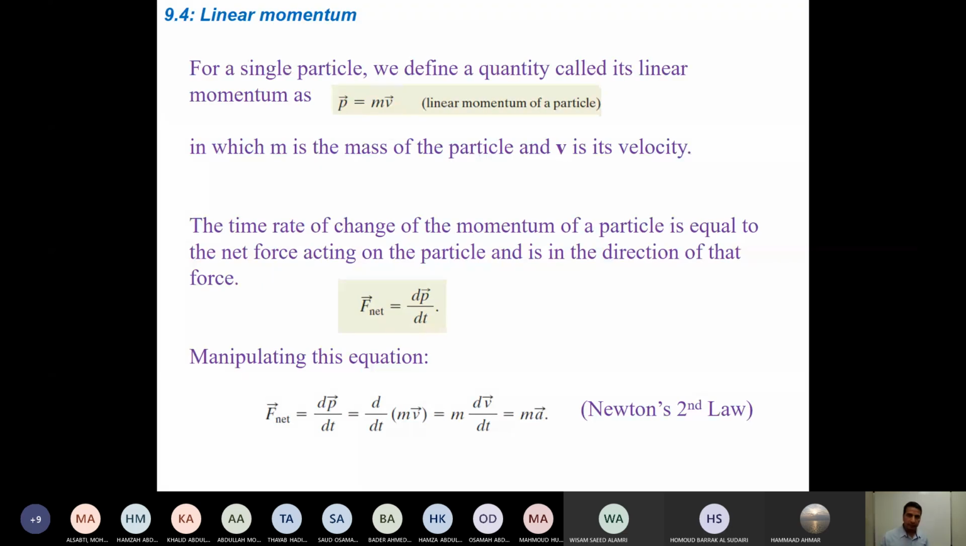So let's try to understand the linear momentum here. For a single particle, we define a quantity called its linear momentum, which, as I mentioned, is the product of mass times the velocity. Mass is, of course, the mass of the particle and velocity is the velocity at which it was going. So for the sake of this discussion, from now on, we will consider the constant mass of the object. Like this is the marker, and the marker has a constant mass. It is not changing with respect to time for the time being, right?